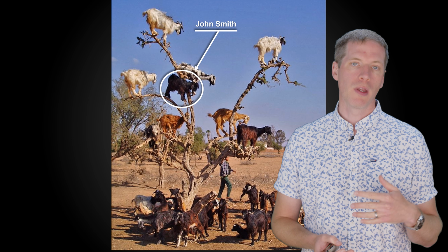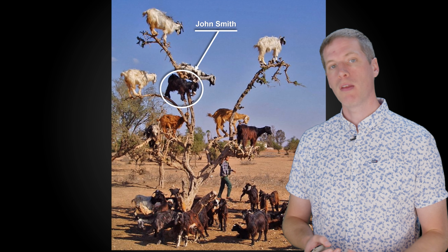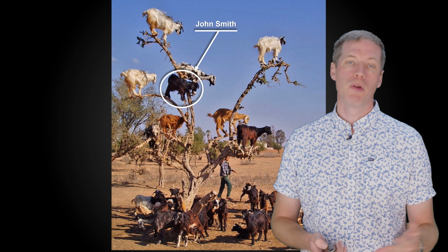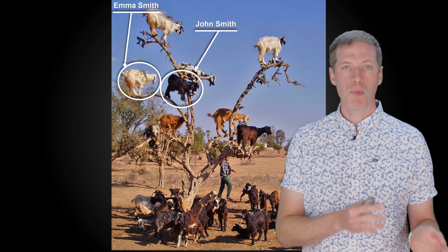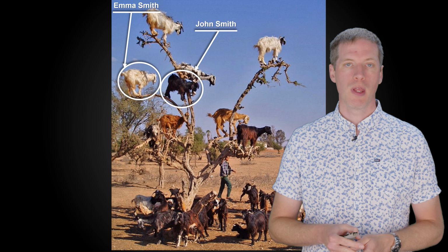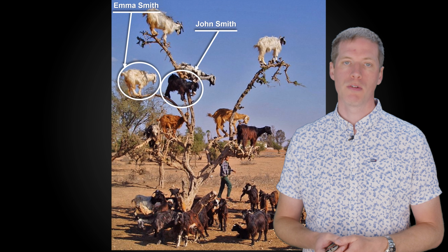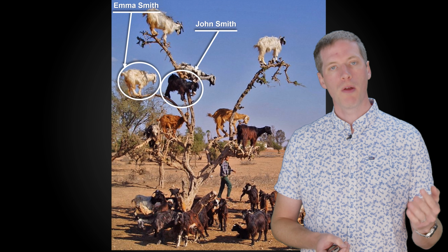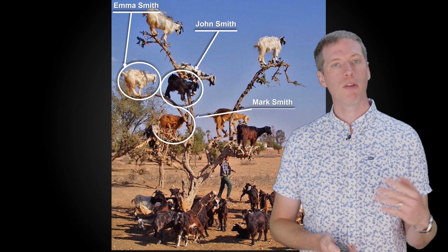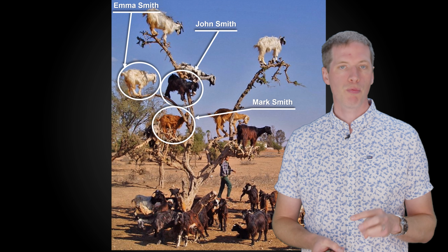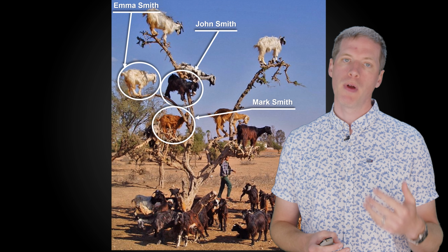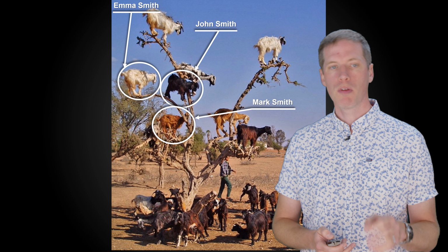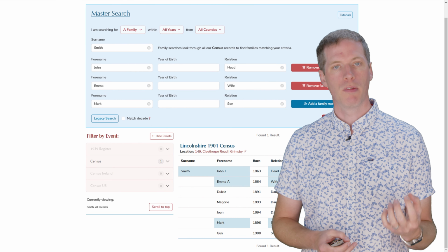However, there is one thing that stays consistent through these censuses. For example, if John had a wife, he would tend to live with his wife throughout those different years of census, even if they did move around the country. So let's say that John had a wife called Emma, and then they had a son called Mark. Well, now we have 3 pieces of information that we can use to refine our search. And there's a specific search tool that allows you to do this called the family search.